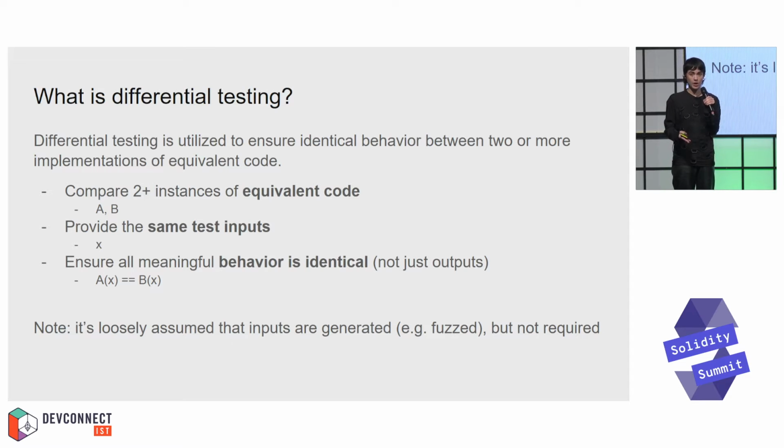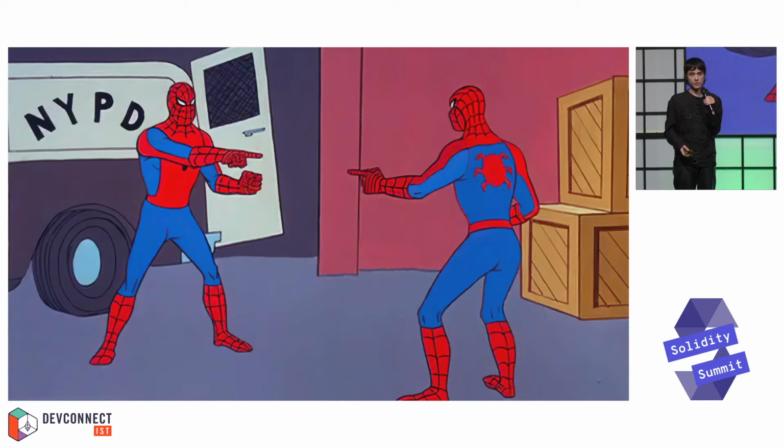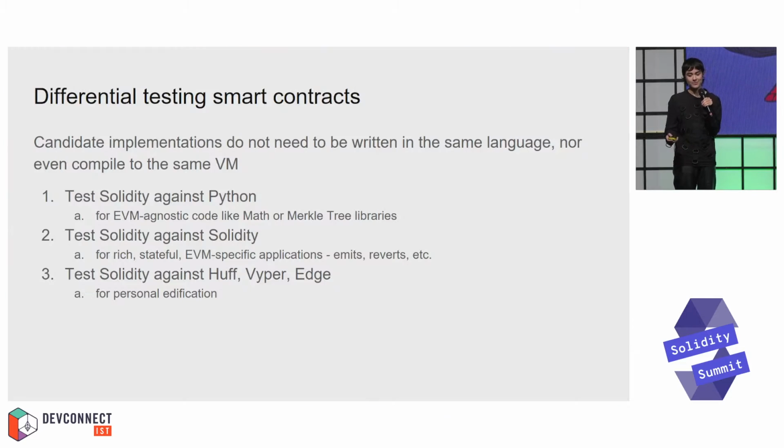That could just mean checking outputs, but it could also mean checking richer execution traces. It's good to note that in general, when people talk about differential testing, it's loosely assumed that the inputs are generated or fuzzed. This is not a requirement, but it's the general flavor of a lot of differential testing. So intuitively, differential testing is basically just this meme. You're just checking that the two Spider-Mans are the same.